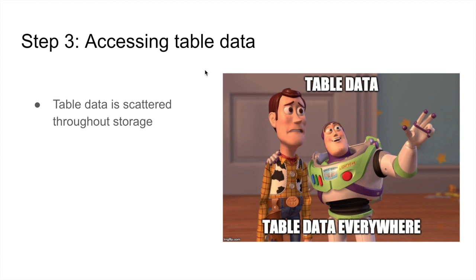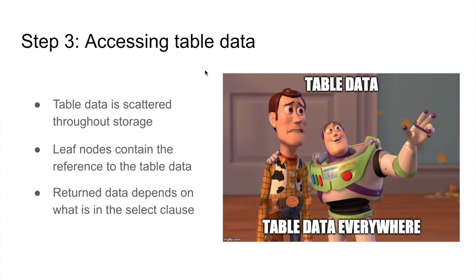So whenever you're working with databases and you're looking at table information, then you're actually looking at a visual representation. Behind the scenes, the database has been really busy putting all of the pieces together. Luckily for us, the leaf nodes contain the actual reference to the table data. So all of the matching results of the query know where to fetch the rest of the data. And it goes without saying, but I'm going to say it anyway. Whatever is being returned depends on what is in the select clause.